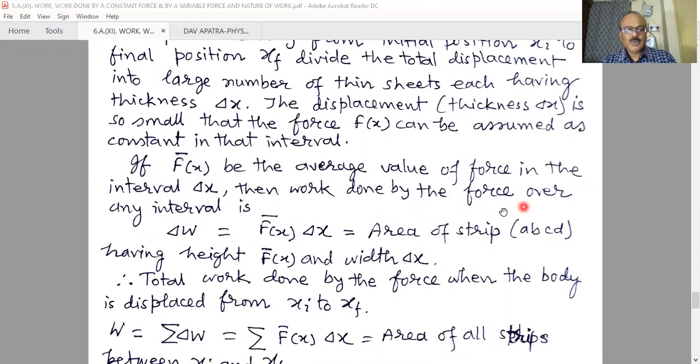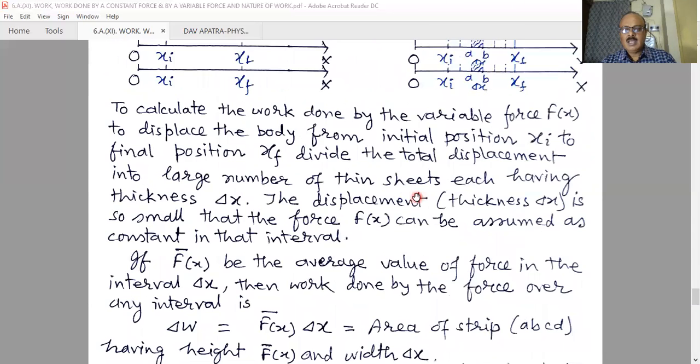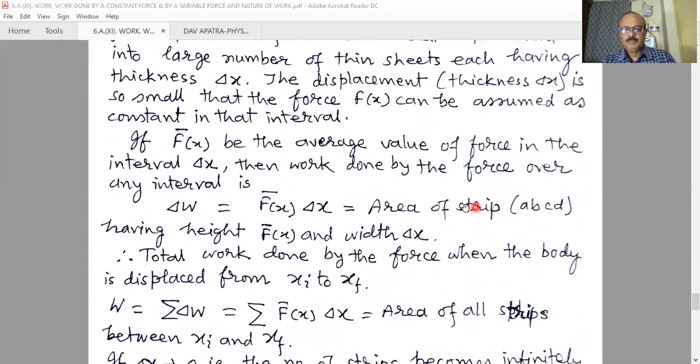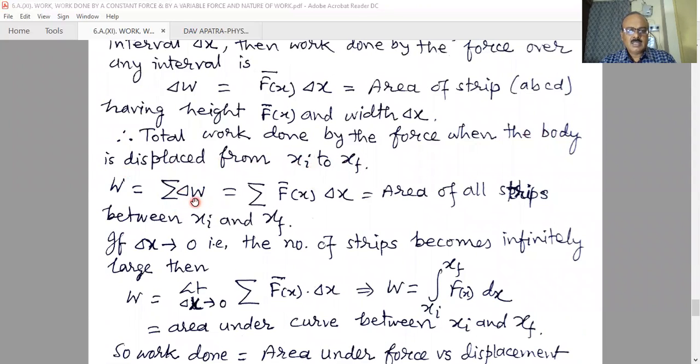Then the work done by the force over any interval, delta W, is F bar(x) into delta x, that is the area of the strip, having the height F bar(x) and width delta x. Therefore, the total work done by the force when the body is displaced from xi to xf, W, is the summation of all work done for the different small displacements delta x. Then we get the summation, and that is nothing but the area of all strips between xi and xf.